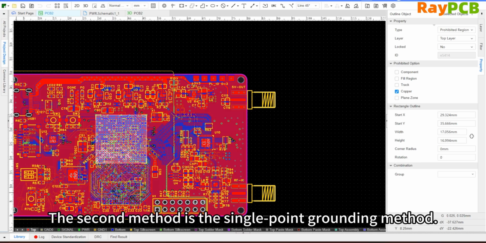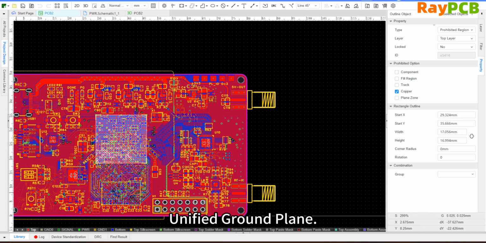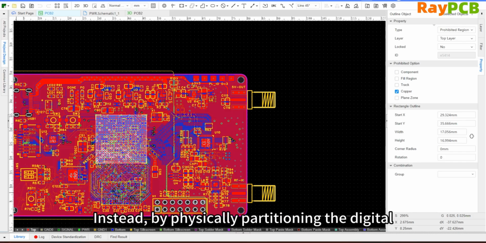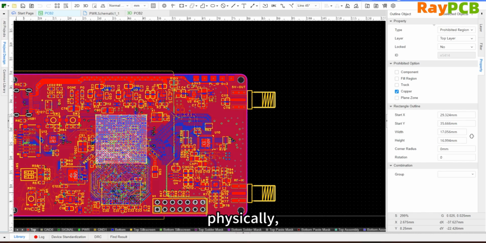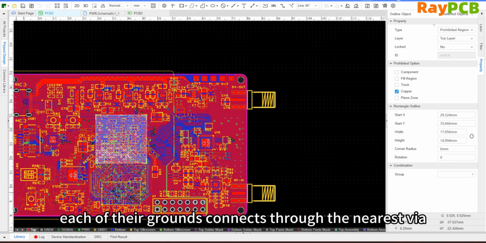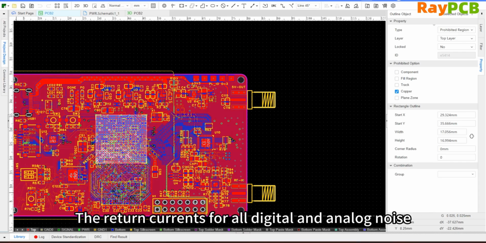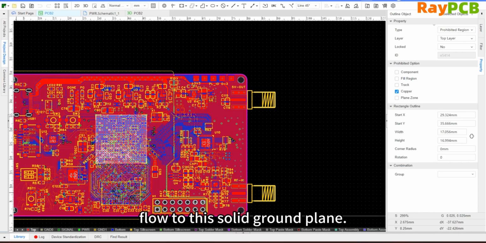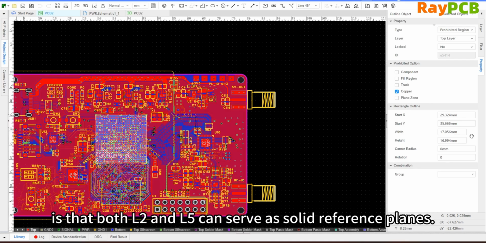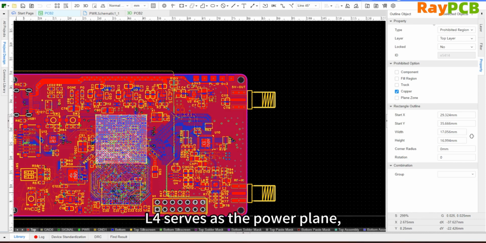The second method is the single point grounding method, which unifies the ground plane. The main ground plane is not divided, and L2 and L5 are kept as complete planes. Instead, the digital circuit area and the analog circuit area are physically isolated locally. The respective grounds are connected to this unified complete ground plane through the nearest connection hole. All digital and analog return currents flow to this complete ground plane. The advantage of this method for a 6-layer board is that L2 and L5 can both be used as complete reference planes.